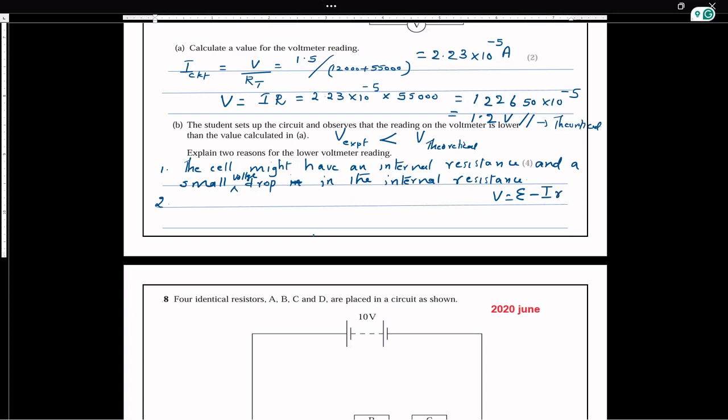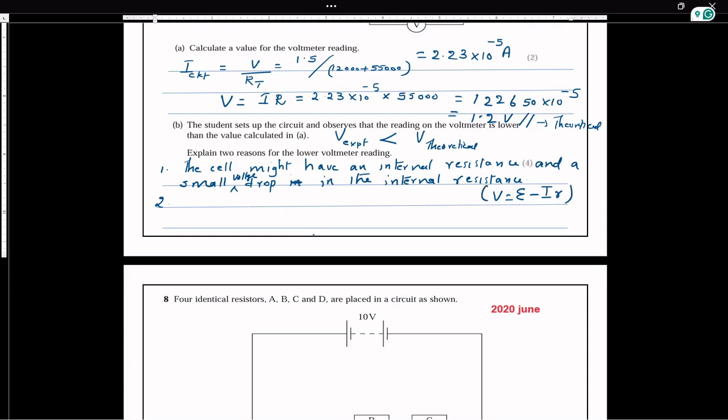So if there is an R, there is a drop there. So you can write this also. Then another reason is the connecting wires might have some resistance and there may be some drop within the connecting wires also. So it is another reason we can write. So this is this equation.